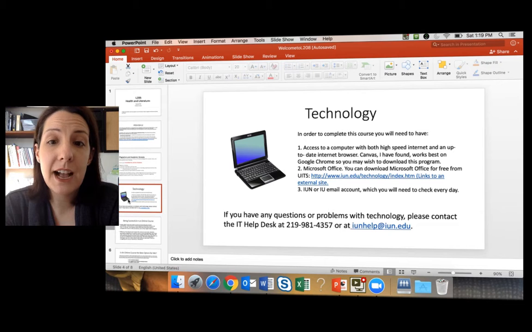Secondly, you're going to need Microsoft Office so that you can write your papers using Microsoft Word and so that you can create a PowerPoint presentation. You can download Microsoft Office for free from IT services. And third, you need an IUN or an IU email account, and you need to check it every single day.